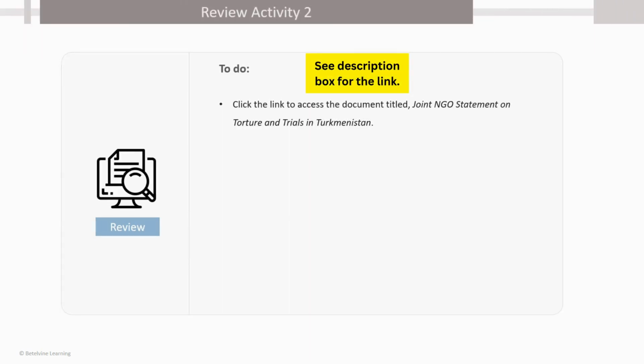Click the link to access the joint NGO statement on torture and trials in Turkmenistan. This is a joint statement issued by national and international human rights organizations, as identified in the second para of the statement.